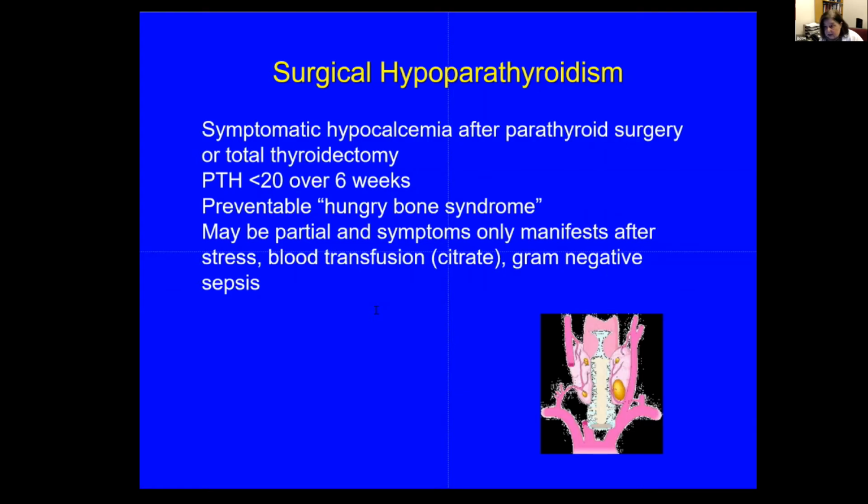This is the surgical hypoparathyroidism. It depends on the thyroid surgeon. They either give you a hypocalcemia every week with almost every surgery, or they hardly ever give you hypocalcemia patients. My patients never get this problem because I pre-treat with vitamin D. So if they are vitamin D replete, they don't get hungry bone syndrome.